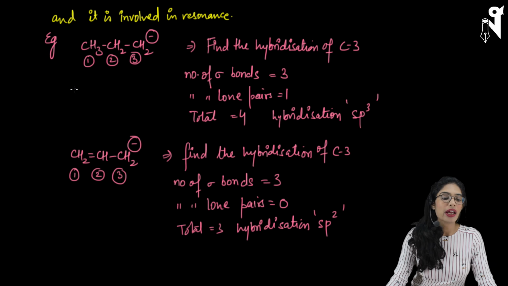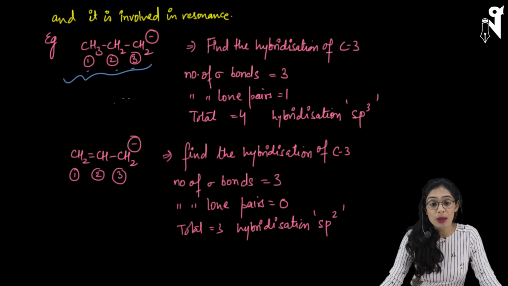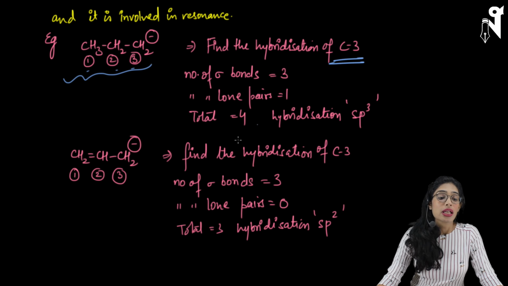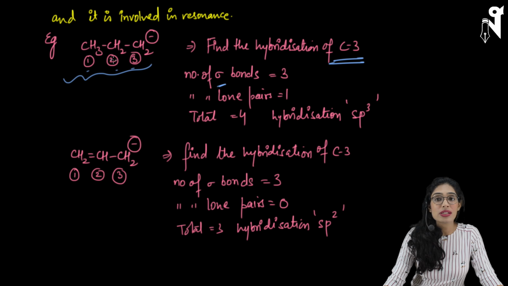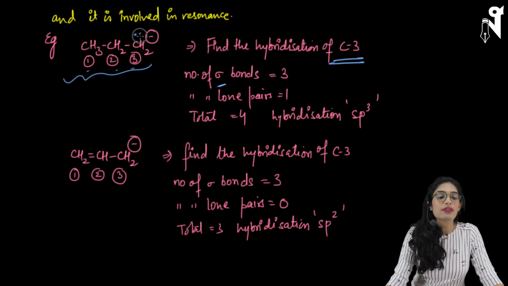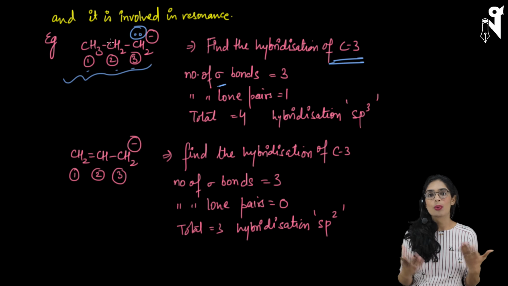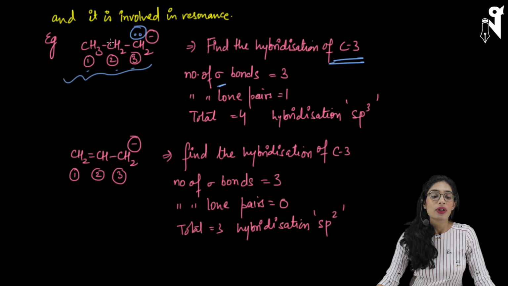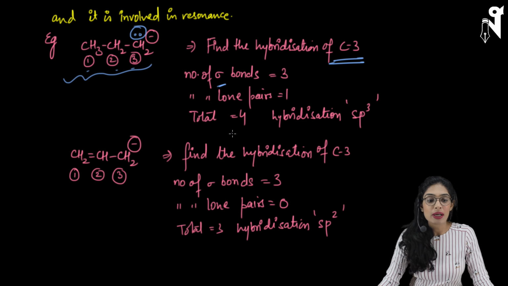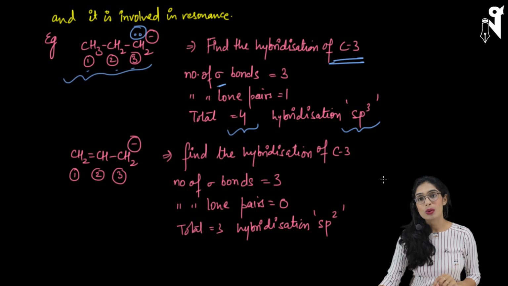This is the compound. I have marked carbon 1, 2 and 3. I have to find out the hybridization of, let's say, carbon 3. In this case, the number of sigma bonds which carbon 3 is carrying is 3. The lone pair is there because this negative charge would have been given by a pair of electrons, and that is the reason why we say that the lone pair is 1. So total number of sigma bonds plus lone pair comes out to be 4, and hence the hybridization is sp3. As simple as that. So here the negative charge is being considered as a lone pair.